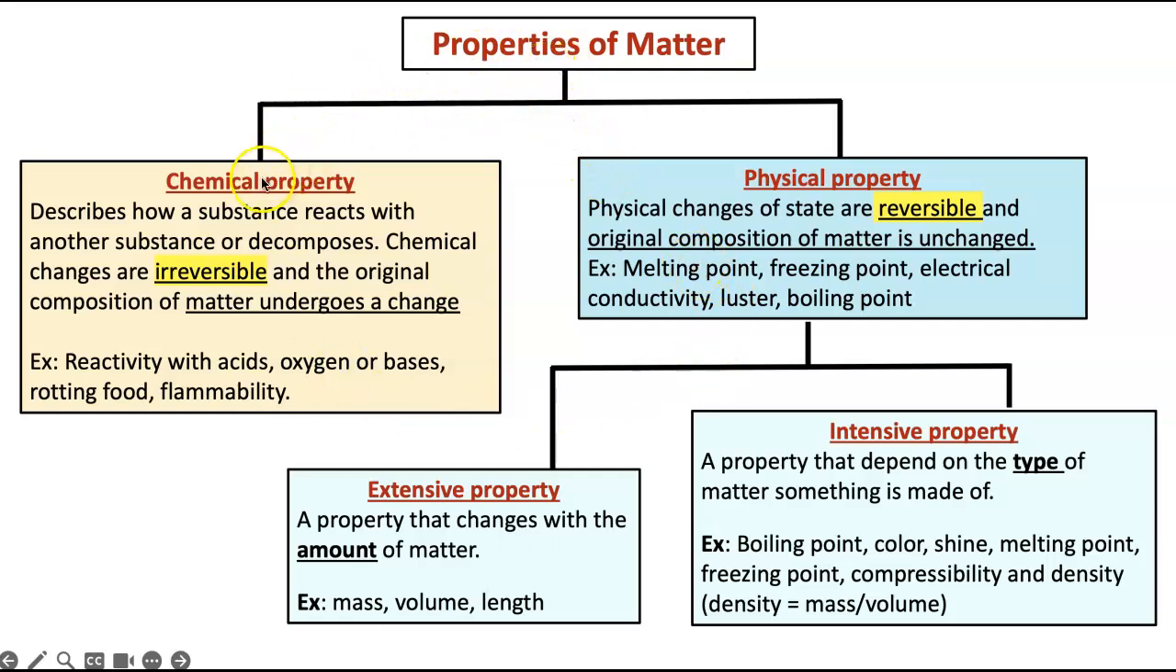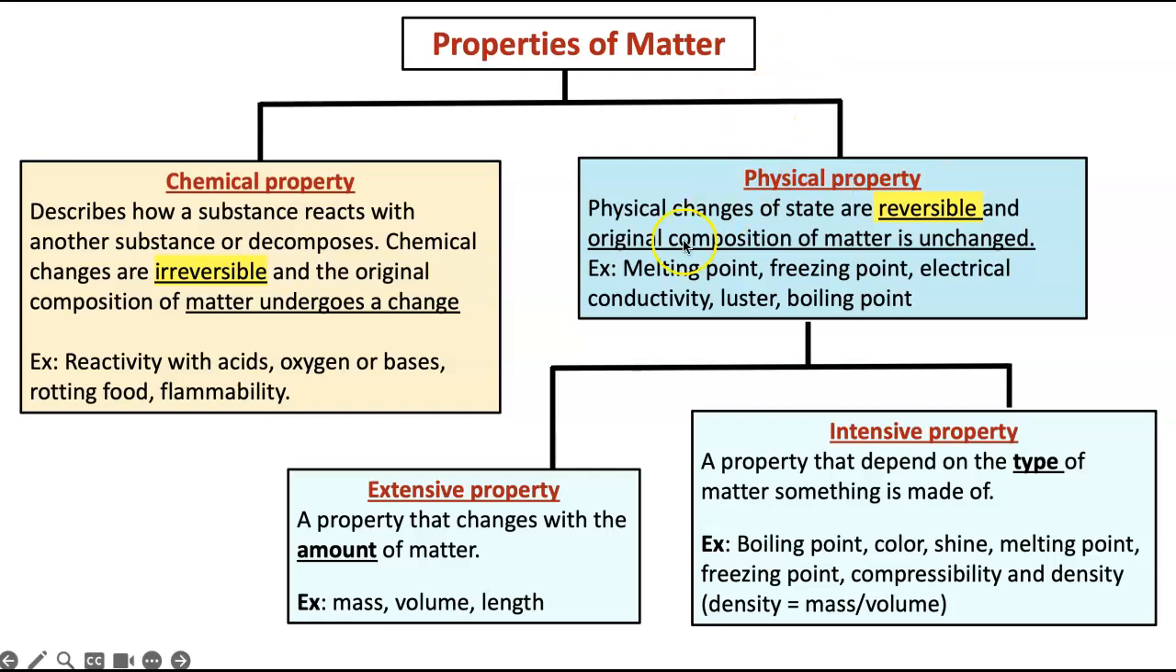Matter can be divided into two types based on properties. Chemical properties describe how chemical substances react with another substance, or it breaks down or decomposes. Chemical changes are irreversible, and the original compound of matter undergoes change. Examples would be reaction with acids, oxygen or bases, flammability, and when some organic substance starts rotting.